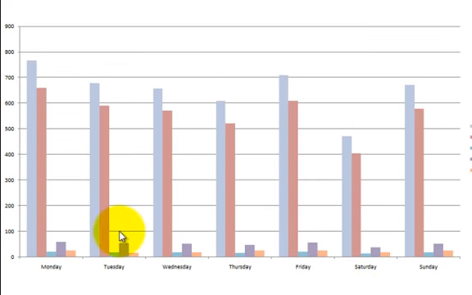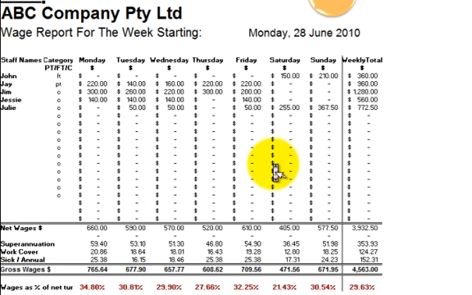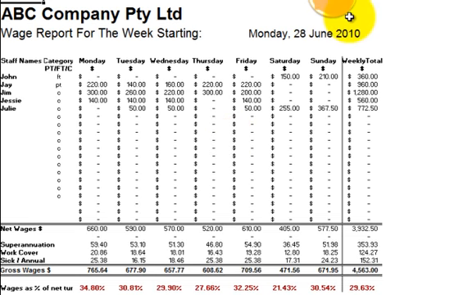We have a graph here that shows our gross wages in the blue bar, our net wages in the red. Below here we've got work cover, superannuation and sick and annual leave allocations, and that's done for Monday through to Sunday, so you can see some brief trends that you may have in wages paid. So that's our wage report.